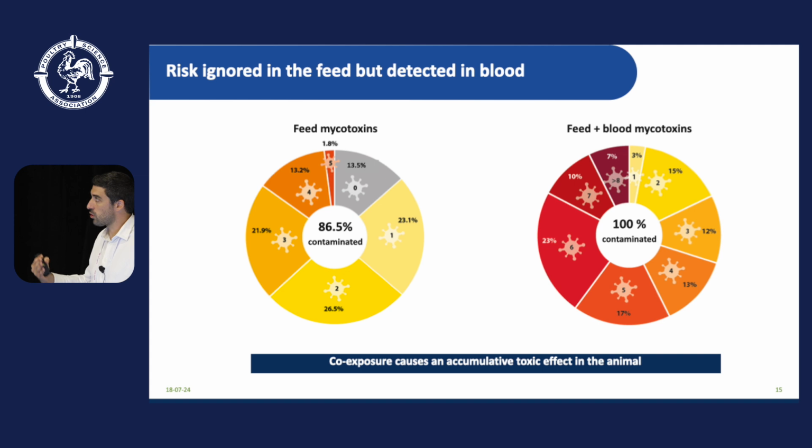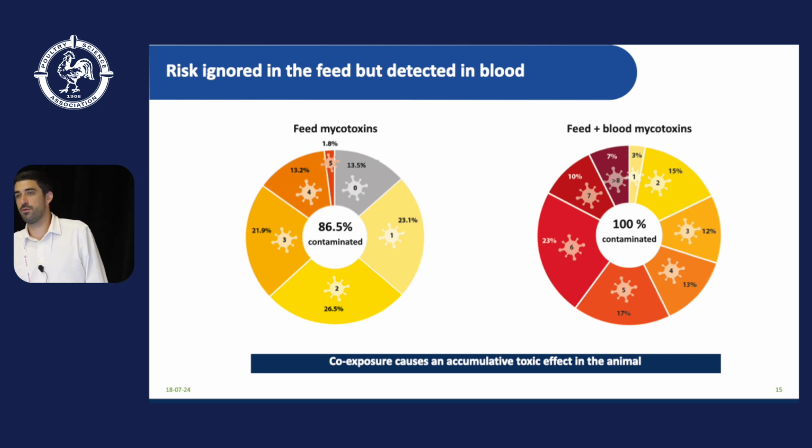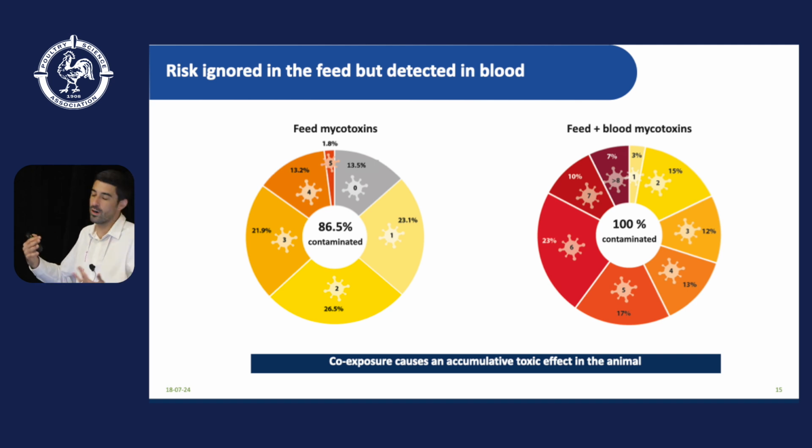Moreover, in most of the cases, 97% of the cases, animals were exposed to 2 or more mycotoxins. Even in 50% or more of the cases, animals were exposed to 5, 6, 7, 8 or more than 8 different mycotoxins at the same time. As you know, co-exposure to different mycotoxins has a synergistic or cumulative toxic effect, so a higher toxic impact than individual exposure.